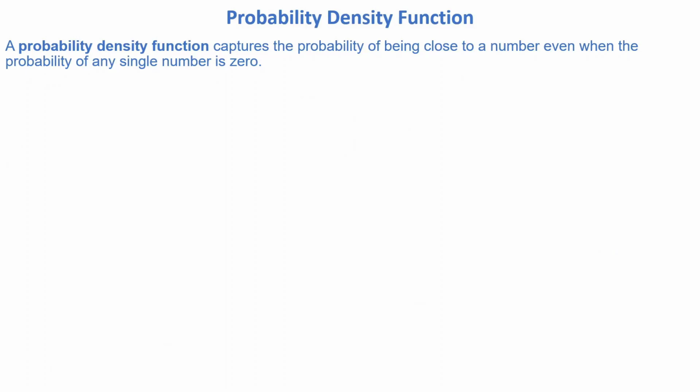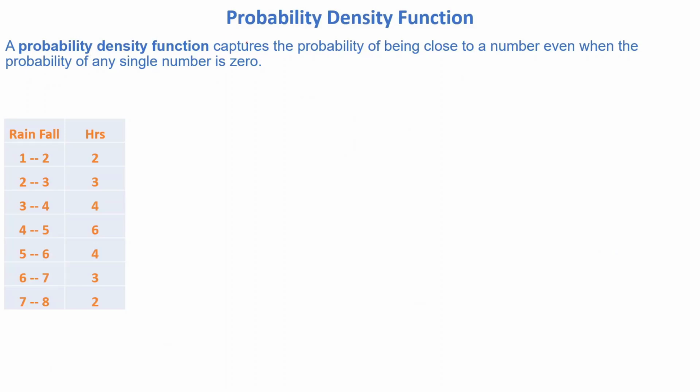In my last video I had discussed the probability mass function. So let's start. Probability density function. The probability density function captures the probability of being close to a number even when the probability of any single number is 0. Let me explain this with a particular example. After that you will be able to understand this definition.